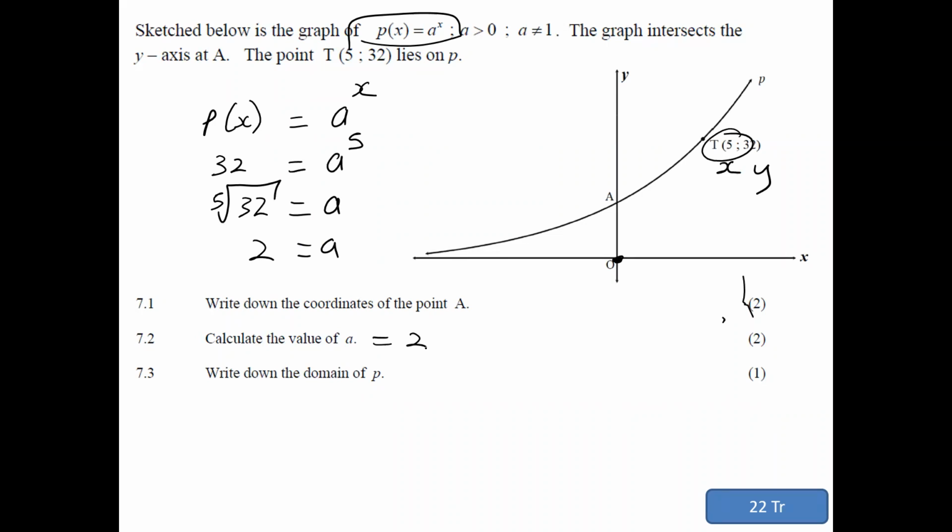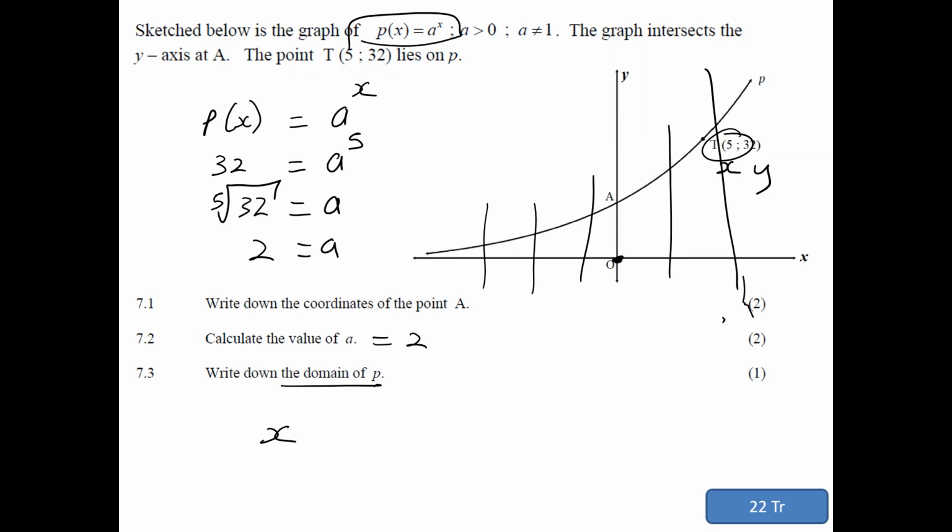All right, let's go to the next question. 1 mark. Write down the domain. Domain represents x of P, which is this graph. Is there any restriction? If we go anywhere on the x-axis, we'll always get a point, am I right? Are we in agreement?